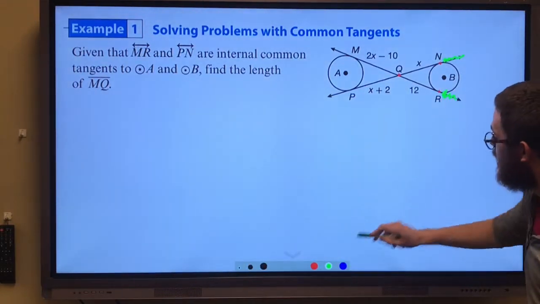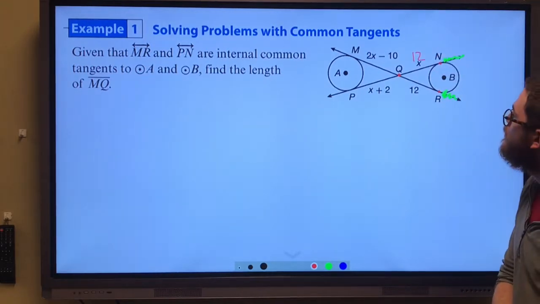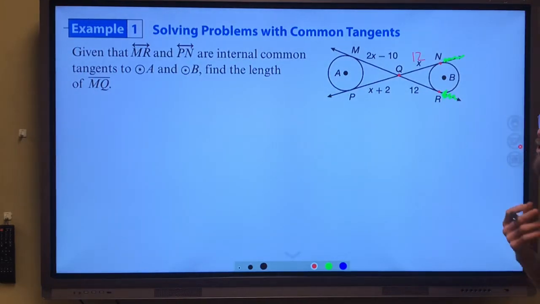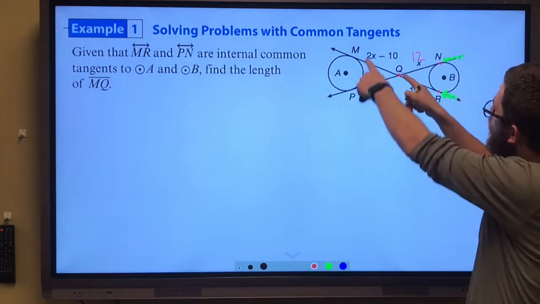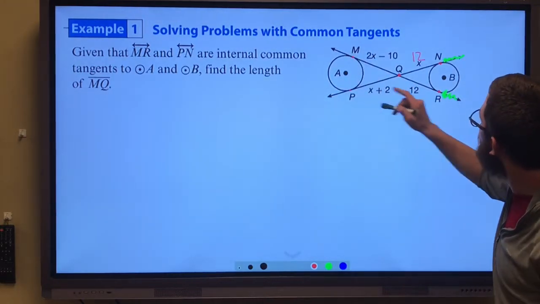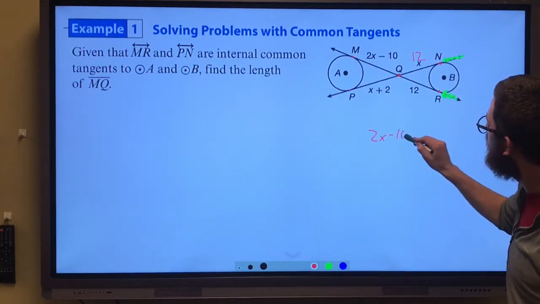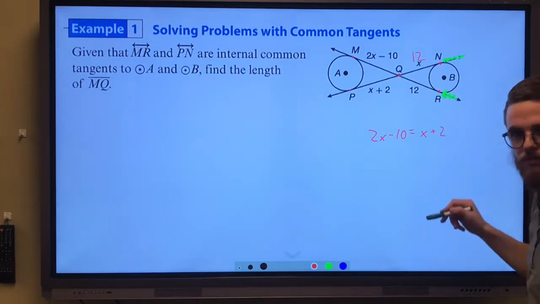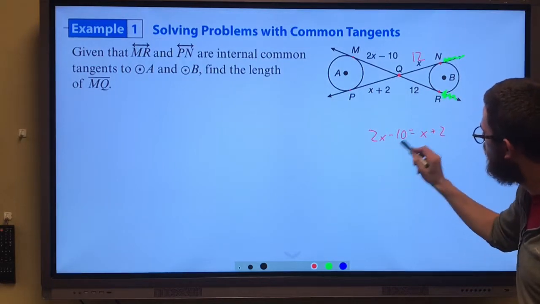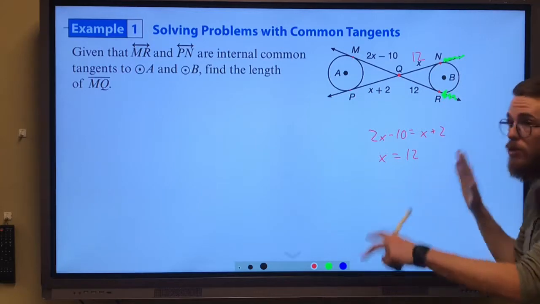So that means that x must be 12. It has to be 12. And I should be able to back that up. Over here also involves x. And notice QP, QM is the same situation going on over here. So 2x minus 10 must equal x plus 2. And so we should get x is 12 from this. Subtract x over, we get x. Add 10 over, we get 12. We've seen it two ways.